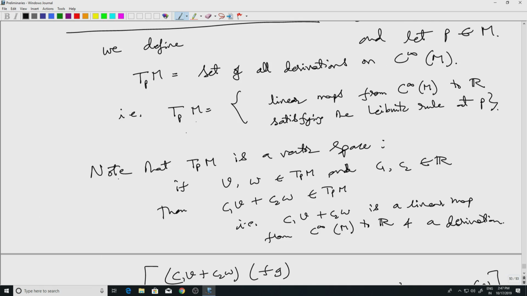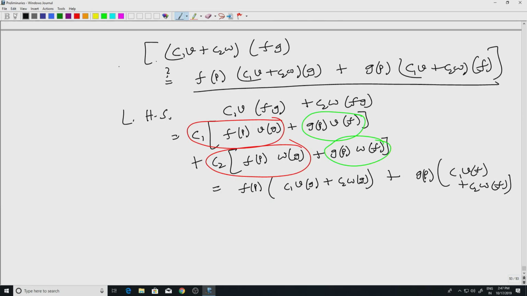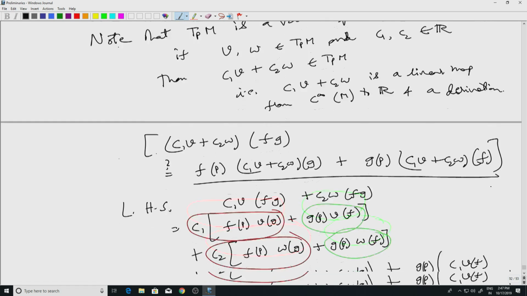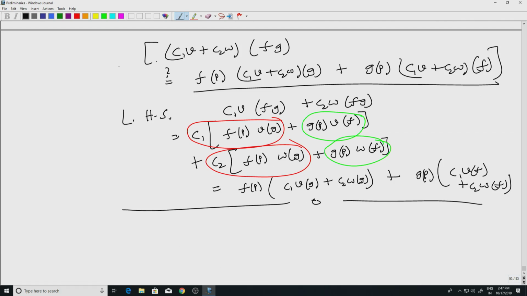So the point is that TPM is a vector space. However, what one would expect is that it's actually just again an n-dimensional vector space, since we are dealing with an n manifold, and that's the theorem. So let's state it as a theorem: that it has dimension n.